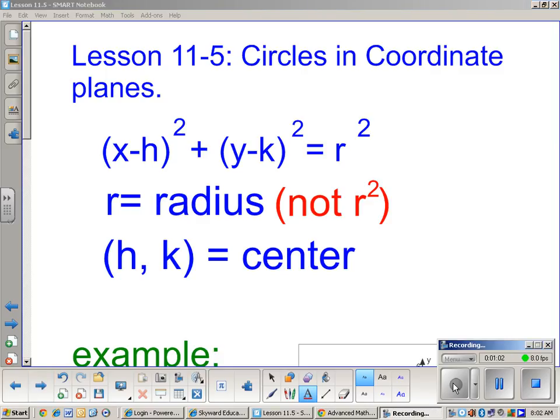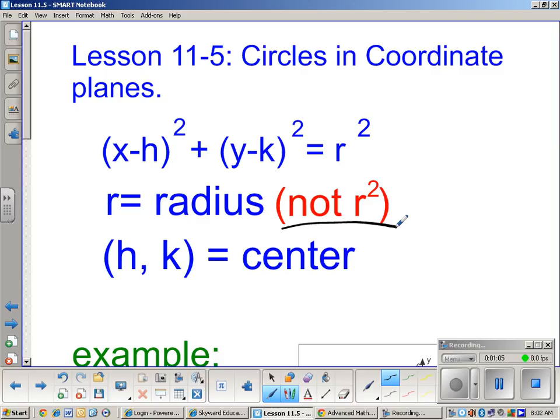The reason I wrote "not r squared" here is because way too often people see an equation of a circle and they see this number out here, whatever that number is, and they say, well, that's the radius. And I'm trying to impress upon you that that is not the radius. The radius is the square root of that number, because that number represents the radius squared. So if that number was 16, then the radius would be what? 4. If that number was 100, then the radius would be 10.